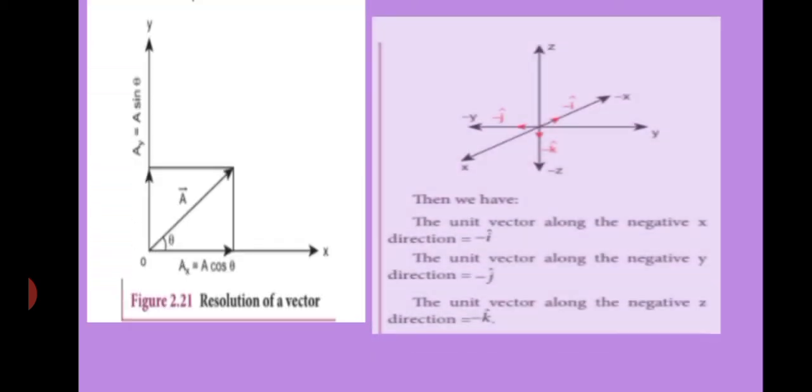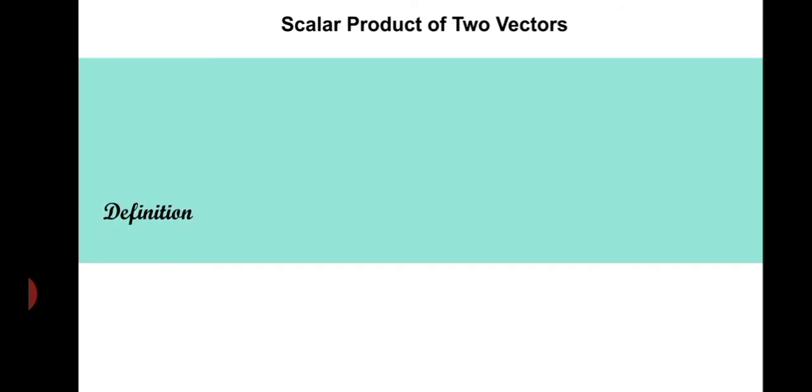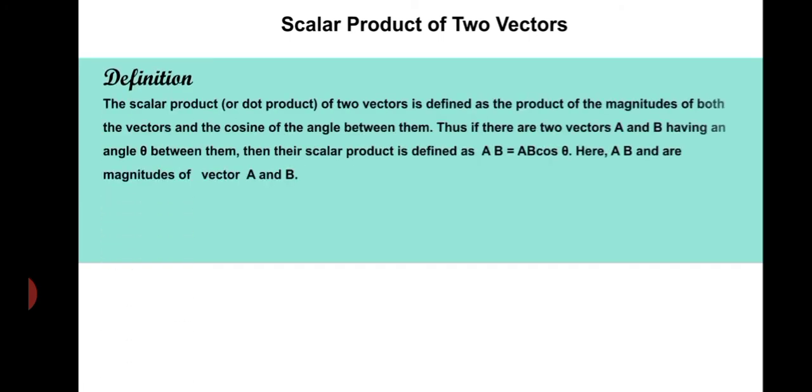Resolution of vector. Scalar product of two vectors. Definition. The scalar product of two vectors is defined as the product of the magnitudes of both the vectors and the cosine of the angle between them. Thus, if there are two vectors A and B having an angle theta between them, then their scalar product is defined as A dot B is equal to AB cos theta. Here A and B are the magnitudes of vectors A and B.